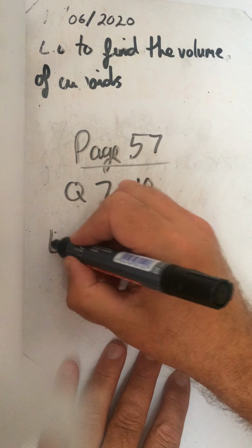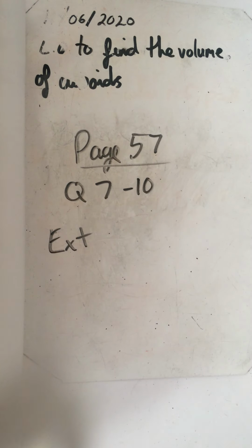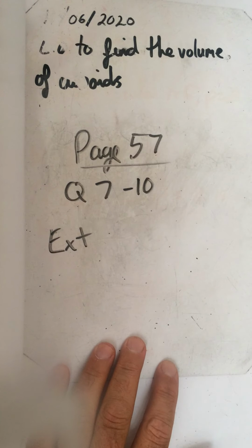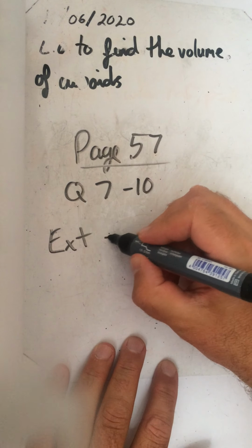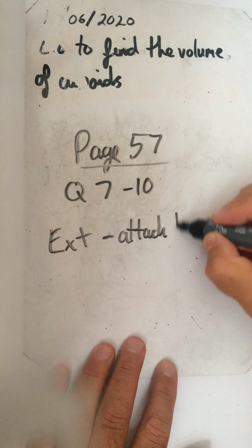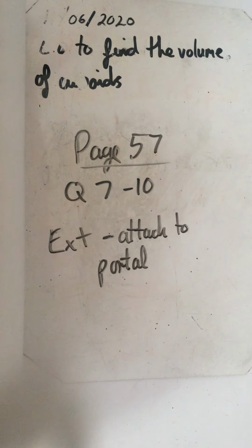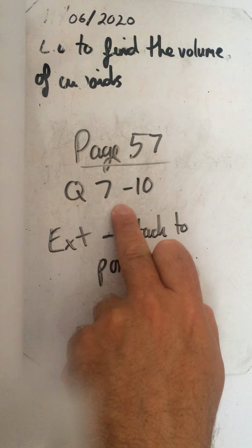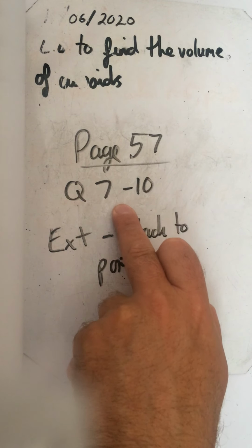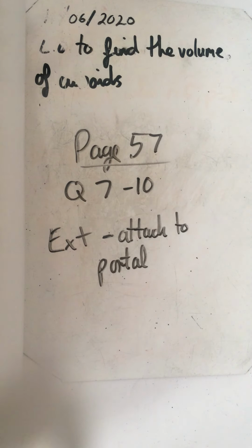Can you then please do the extension? There are 3 parts to the extension, and I think we can all have a go at the first part. It does get trickier after that. The extension is attached to the portal, so can you please print that off? These will only take you about 5 minutes at the most. It's really focusing on these ones, and they do get quite tricky. Give it your best shot, please.